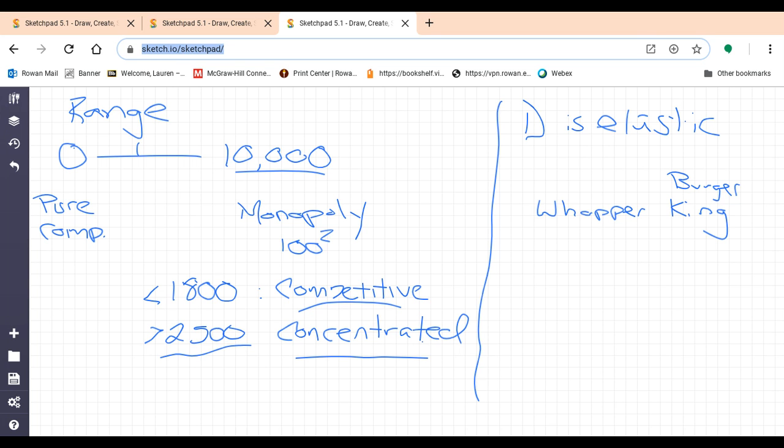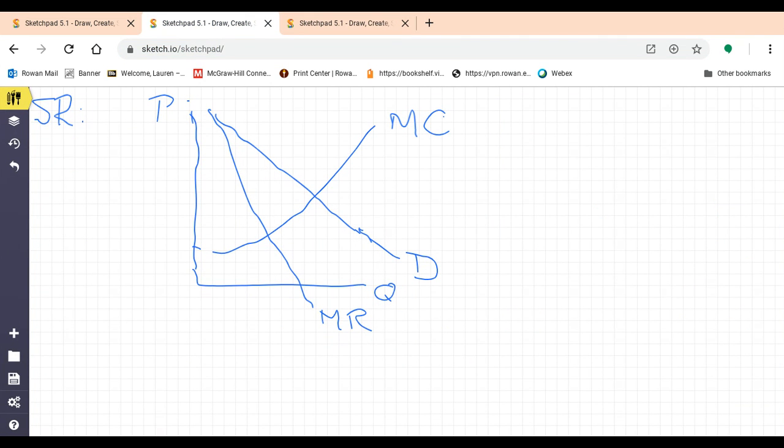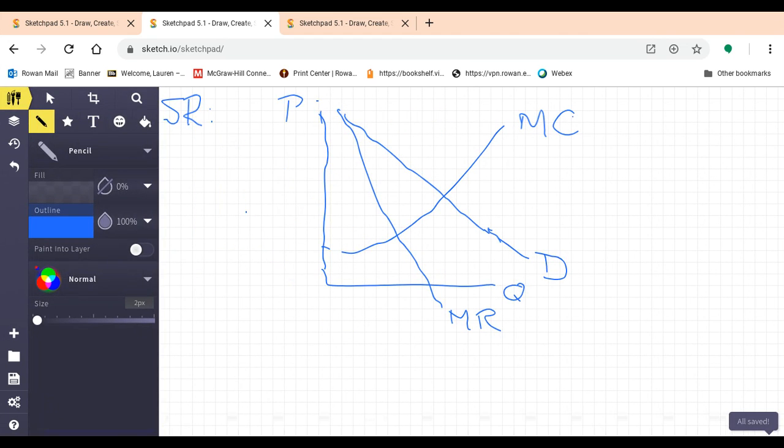So monopolistically competitive firms are going to act more like a monopoly in the short run. And then in the long run, it's almost like pure competition. So I'm going to put PC here. That's pure competition. So let's go to one example. Our sketchpad, I have it here. I'm going to just change the color of my pen.